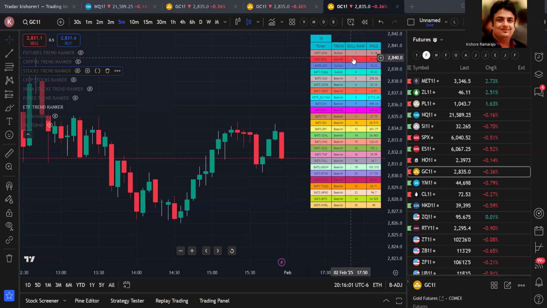UNG natural gas was very bullish. So if you buy some stocks or you can buy calls, you can do bull put spreads. You will make nice profits. USO was bullish, but you can see TQQ was very bearish. QQQ was very bearish. SPY was very bearish on Friday.